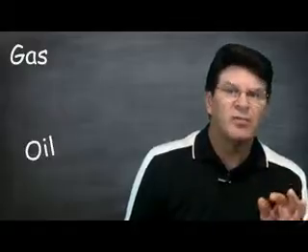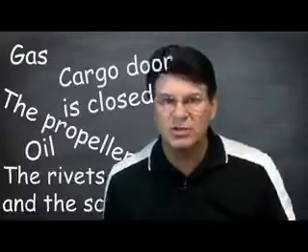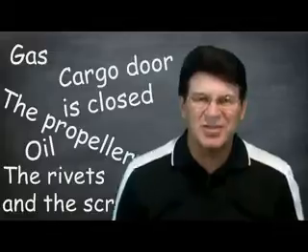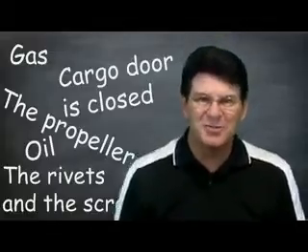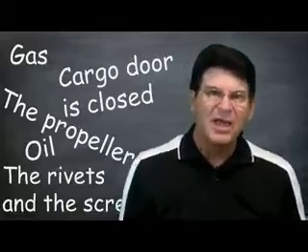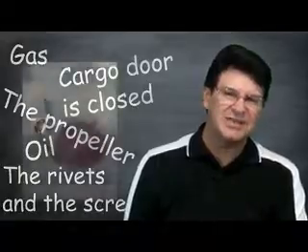During our external check, we're actually checking everything. We're looking around the whole plane, and we have a proper sequence right in the pilot operating handbook that tells us what to do. So we're checking the gas, the oil, the propeller, the cargo door is closed, the rivets and the screws are secure. We don't want anything coming loose from vibration while we're flying. And we can't get out and check that gas cap while we're flying. For now, lower those flaps for the walk around.